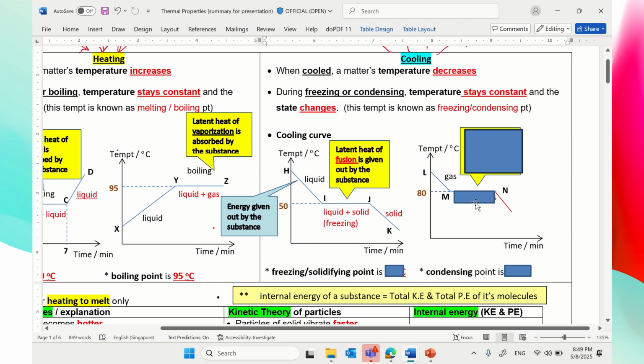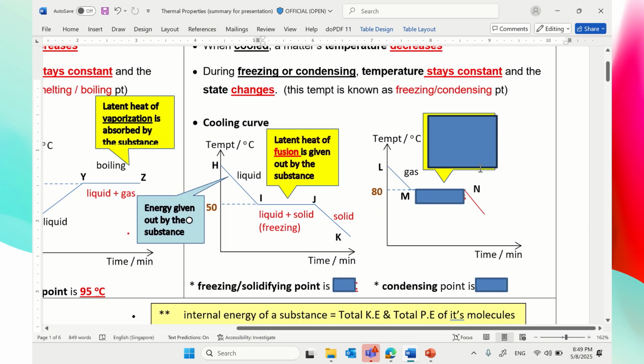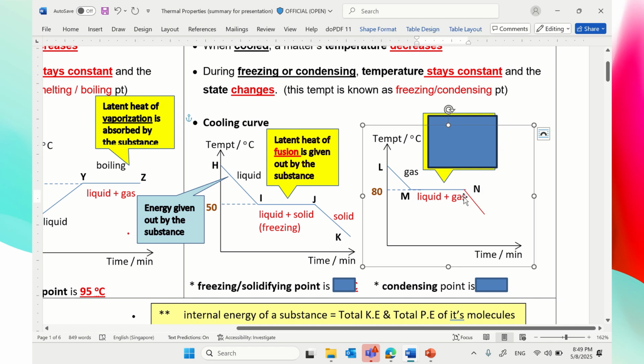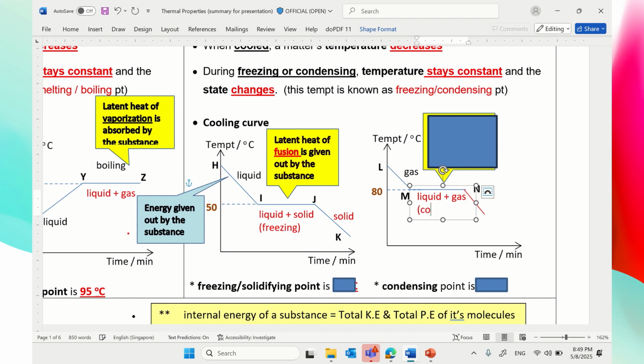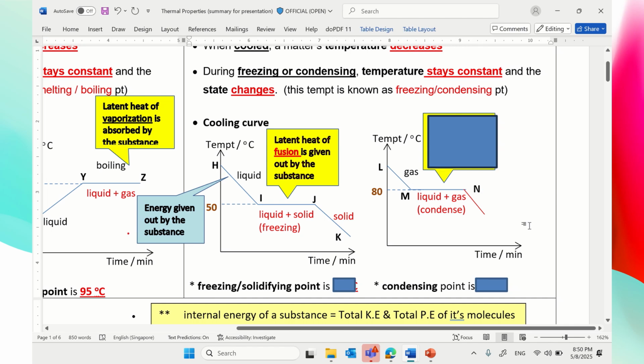Similarly, looking at the graph on the right hand side, it is a cooling curve, temperature is dropping, but it started with gas. So every time when you read the question, you must be very careful to see whether the question started with liquid or started with gas. If it started with liquid, then this part here is freezing. If it started with gas, then the MN part here is talking about condensing. You may want to write here, since it started with gas, then the bottom part of it, I should write condense. Okay, it's condensing.